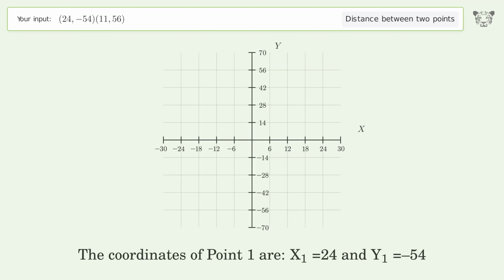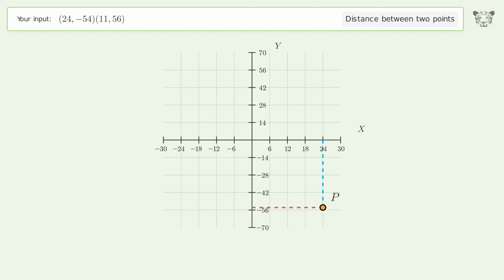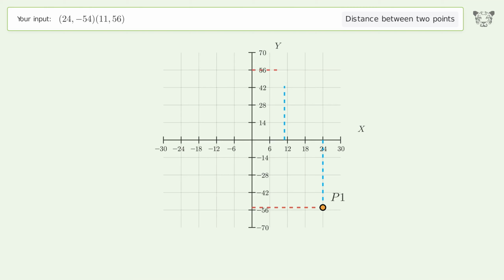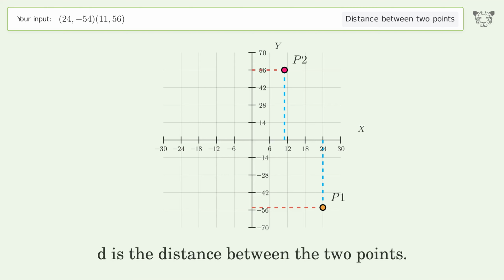The coordinates of point 1 are x1 equals 24 and y1 equals negative 54. The coordinates of point 2 are x2 equals 11 and y2 equals 56. D is the distance between the 2 points.